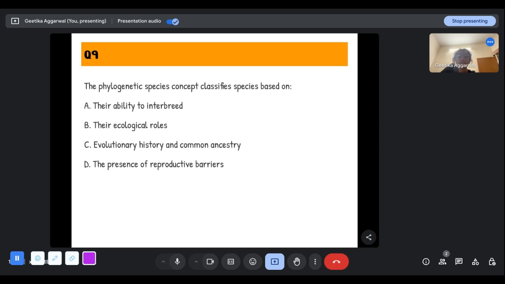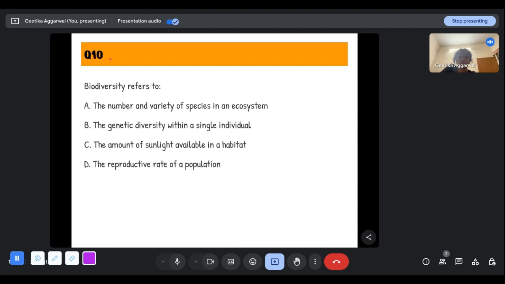Phylogenetic species concept classifies species based on what? Their ability to interbreed, their ecological roles, evolutionary history and common ancestry, or the presence of reproductive barriers. So, what does the phylogenetic species concept use to classify species? And yeah, so the correct answer to this question is evolutionary history and common ancestry.